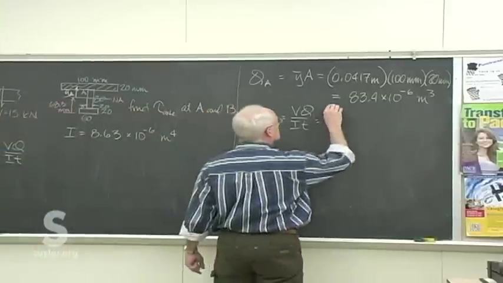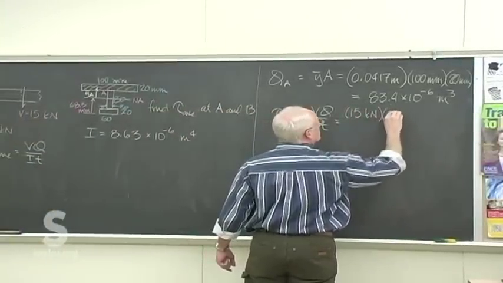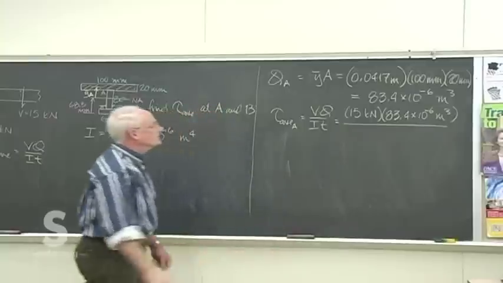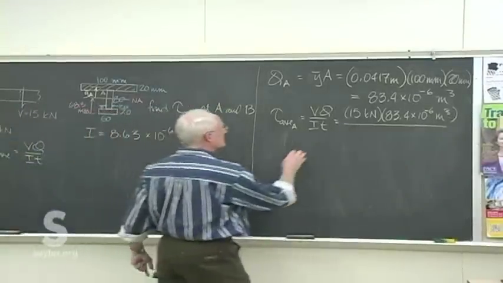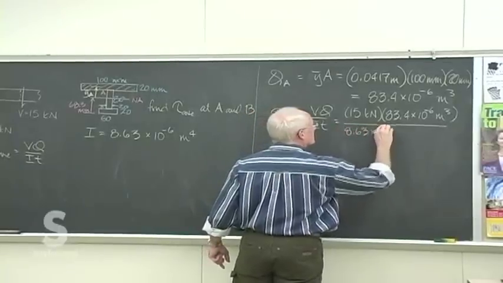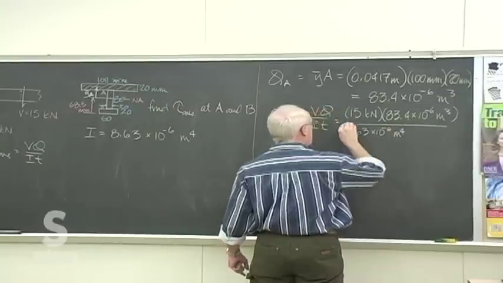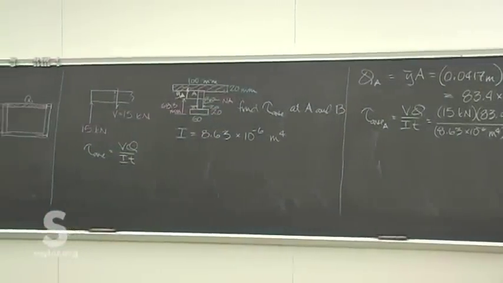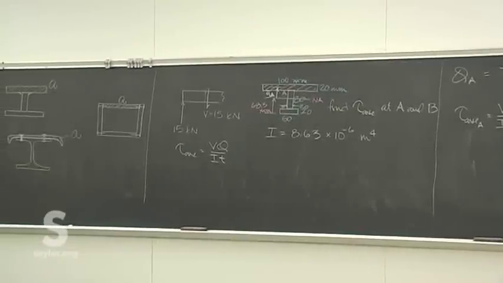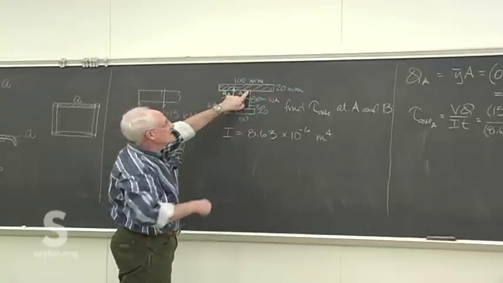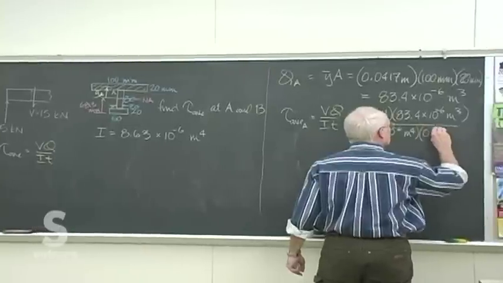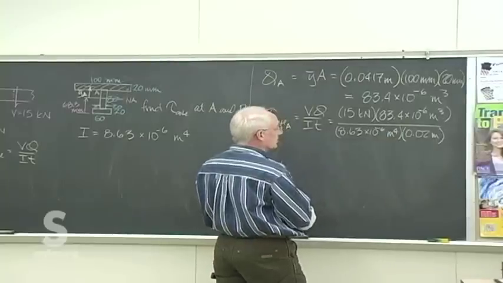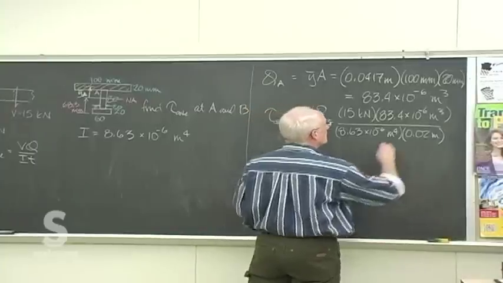Now we can find the average, because we've got all the pieces now. The shear was 15 kilonewtons. Q, 83.4 times 10 to the minus 6 meters cubed. I gave you 8.63 times 10 to the minus 6 meters to the 4th. And T, what'd you use for T? You have that, Tom? The 20 millimeters, the Z dimension of the interface of interest. By putting it in meters, we get kilonewtons per meter squared, as we should for average shear stress.